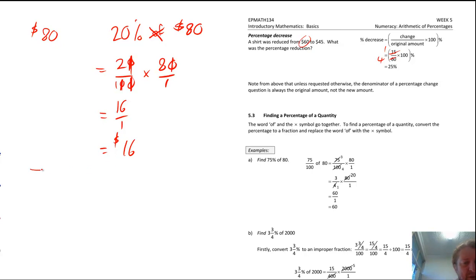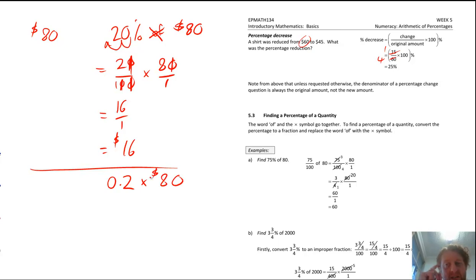What if you don't like fractions? What if you preferred the decimal topic of last week? Well, then you'd say 20% is 0.2. So 20% of an item is the same as times it by 0.2. So if I want to find 0.2 of $80, then we use the tactic from decimals. We say, well, let's ignore the decimal places and just call it 2 times $80. Well, that's 160.